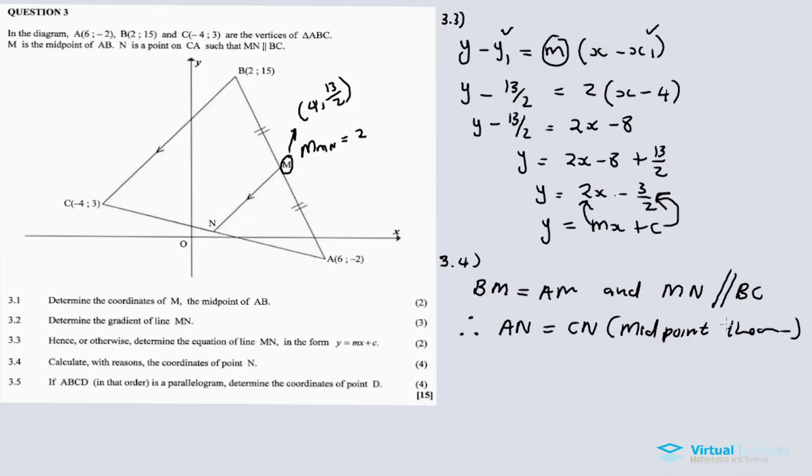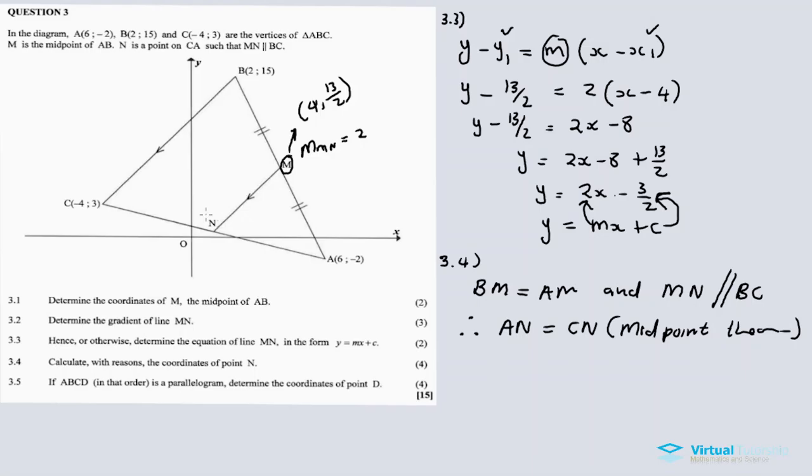The midpoint theorem is something we did in grade 10, I think. Yes, grade 10, even at grade 12 as well. The midpoint theorem is an important theorem. So yes, this is the conclusion: AN is equal to CN.